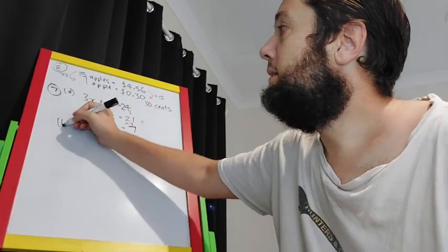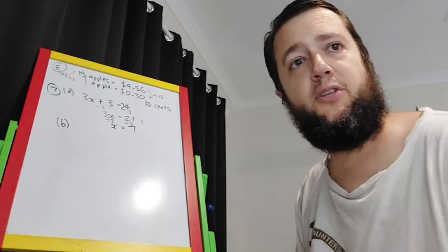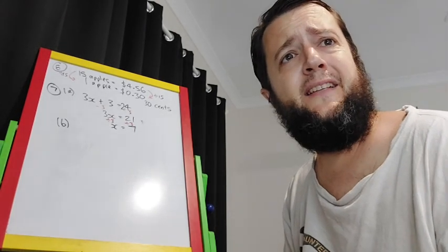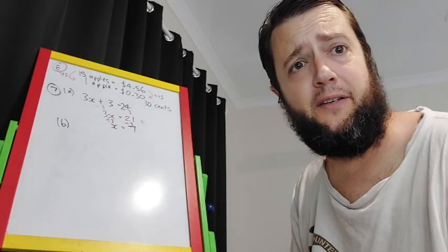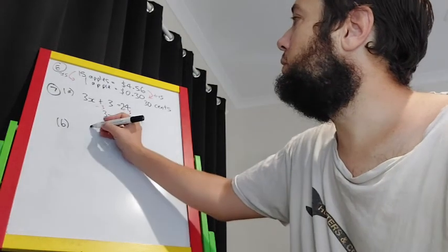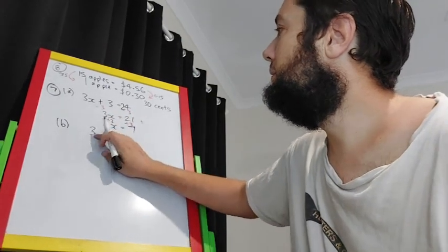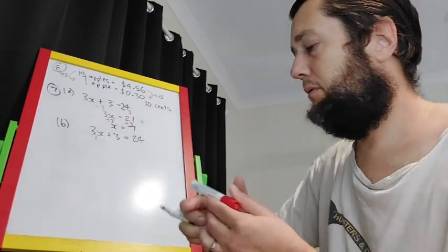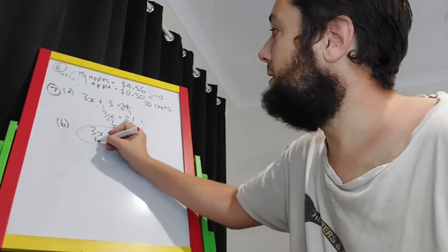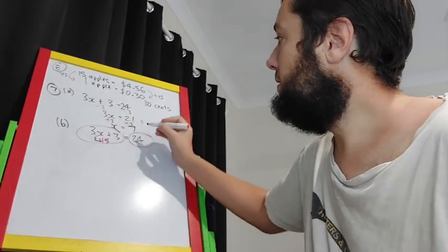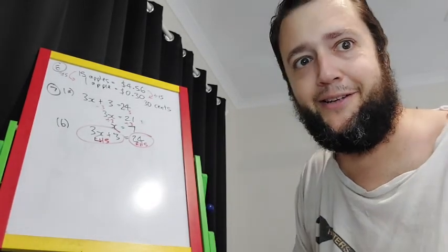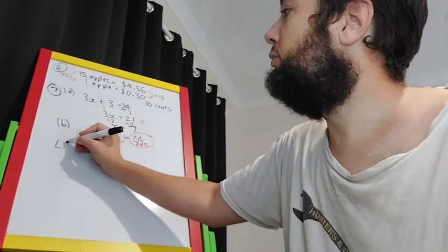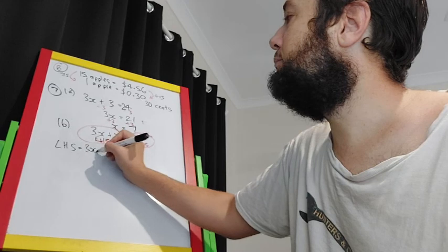Okay, 7b. So that was A. This is B. Now, I've seen students before get freaked out by this terminology, LHS, RHS. Look, all it means is left-hand side and right-hand side. So when we had our equation, we had 3x plus 3 is 24. That's your left-hand side. It's left of the equal sign. That's your right-hand side. It's on the right of the equal sign. Don't overcomplicate it.